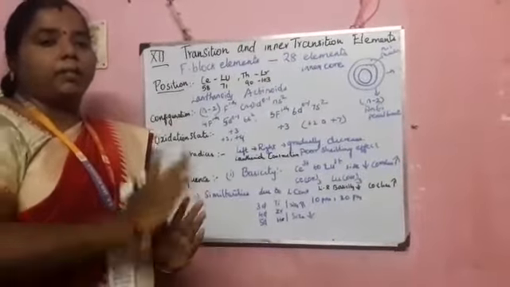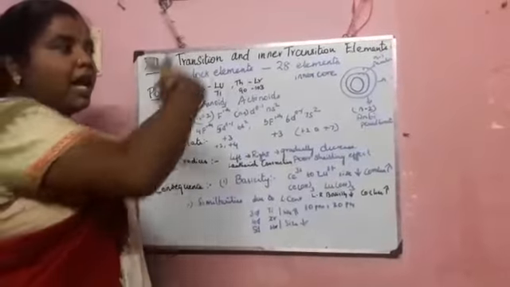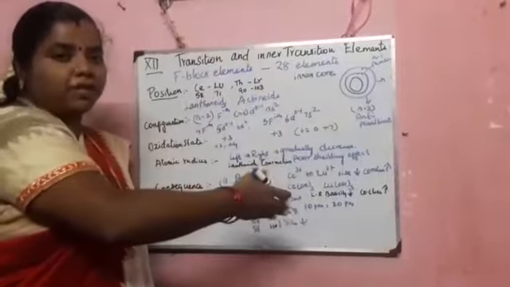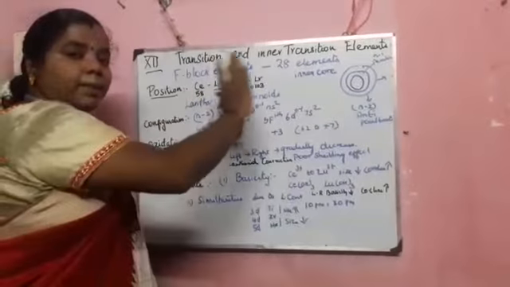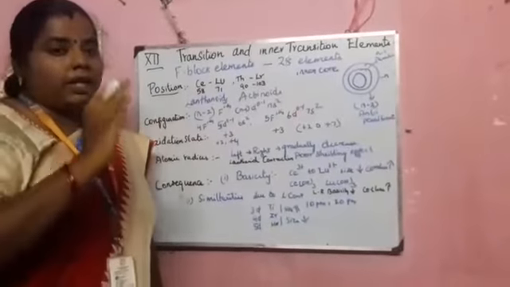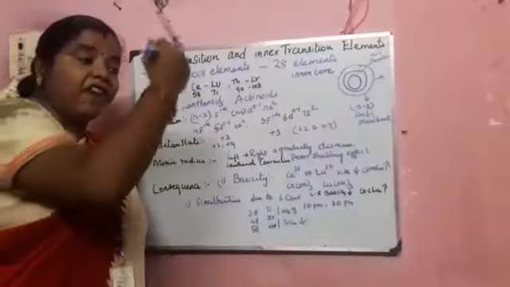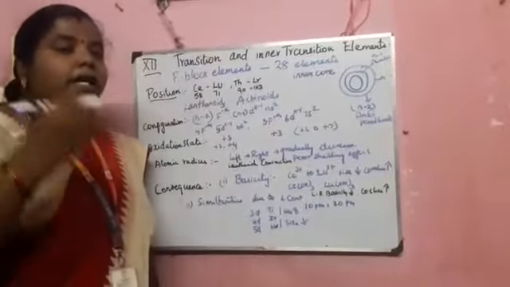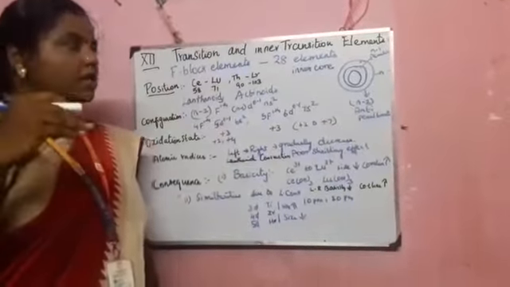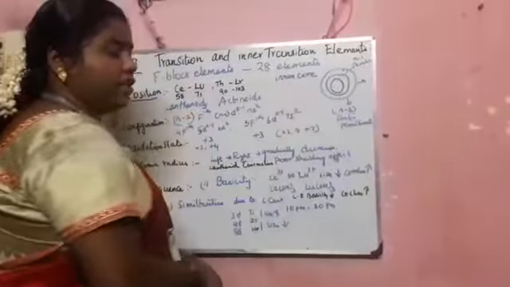Usually in the periodic table, at the left corner the S block elements will be there, and on the other side the P block elements. In between the S block and the P block, the D block elements will be there. We get these elements from the D block, which is why they are called inner transition elements.